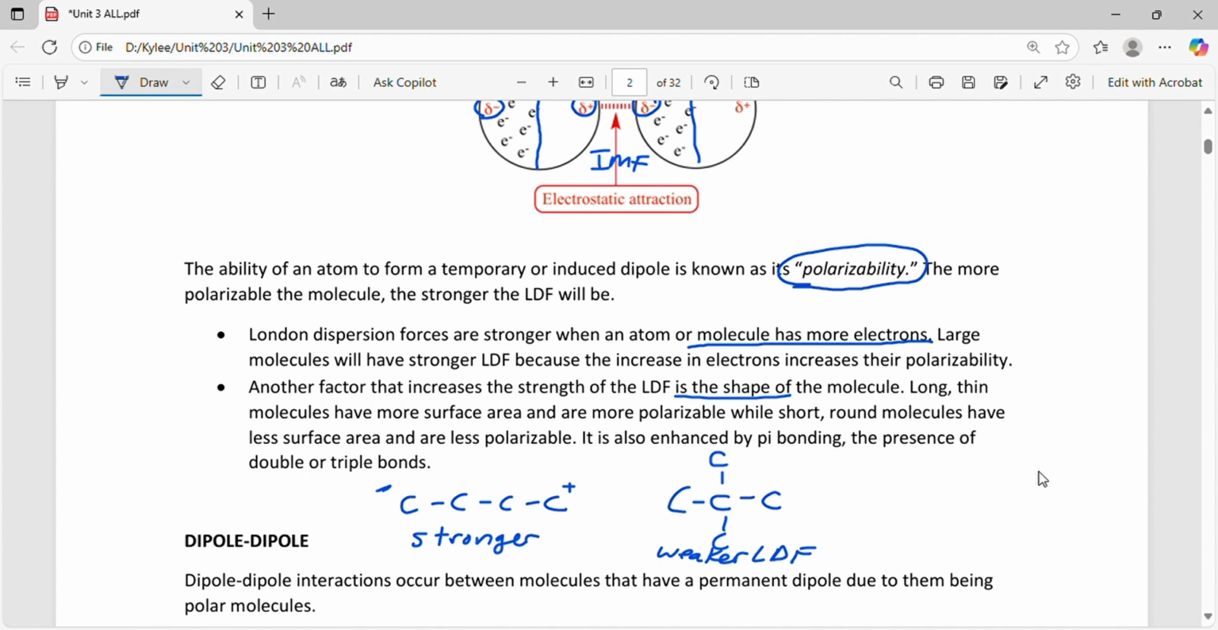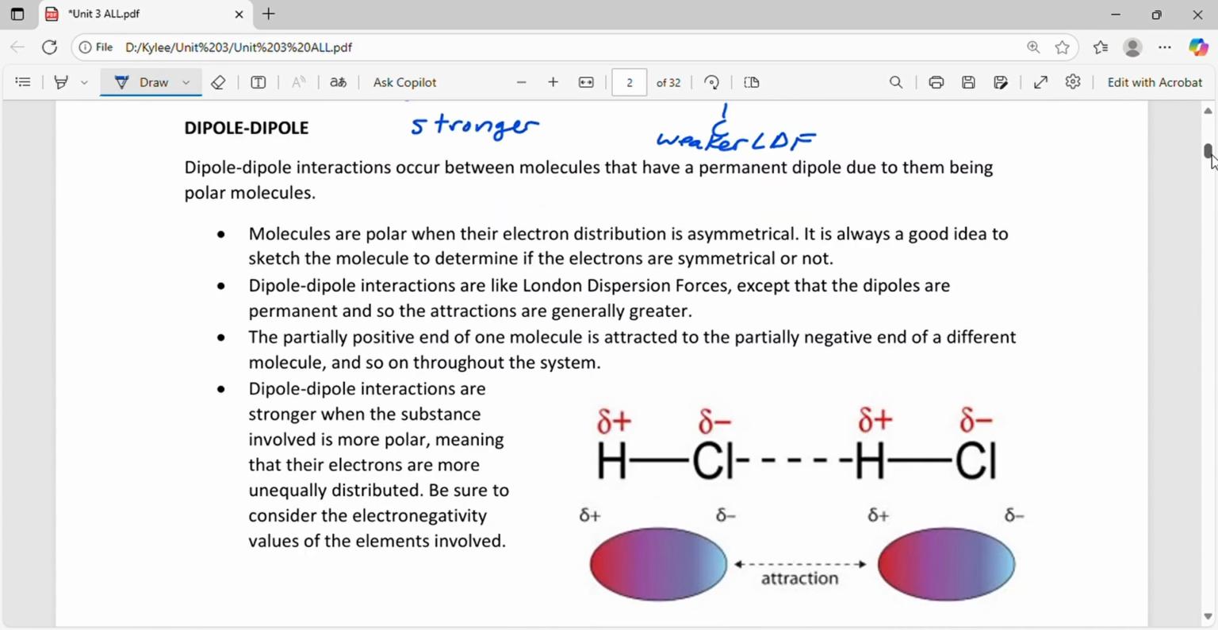Our next type that we're going to talk about today is the dipole-dipole force. And it's essentially the same concept as a London dispersion force. The difference is it's not temporary. It is a permanent dipole, and the reason it's permanent is because we're dealing with polar molecules. So the London dispersion forces can happen when I have nonpolar molecules. When it's a dipole-dipole force, that's because I have polar molecules.